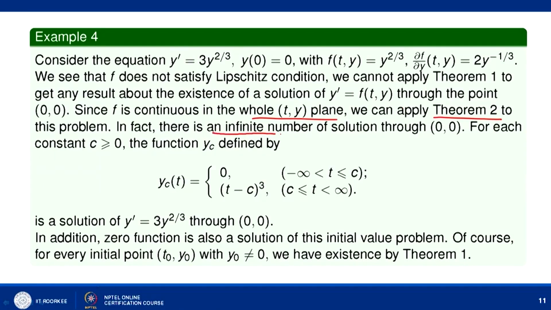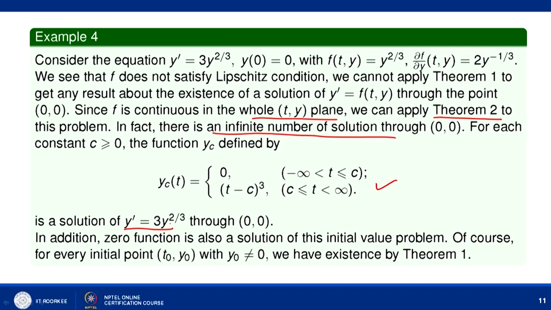So here we guarantee the existence of a solution, we may not have uniqueness, and in this particular problem we have an infinite number of solutions passing through 0 0. We can say that for every constant c greater than 0, the function y c defined by y c t equal to 0 for t between minus infinity and c, and t minus c to power 3 for t from c to infinity, is a solution of y dash equal to 3y to power 2 by 3 which passes through 0 0, and this is a one parameter family of solutions.